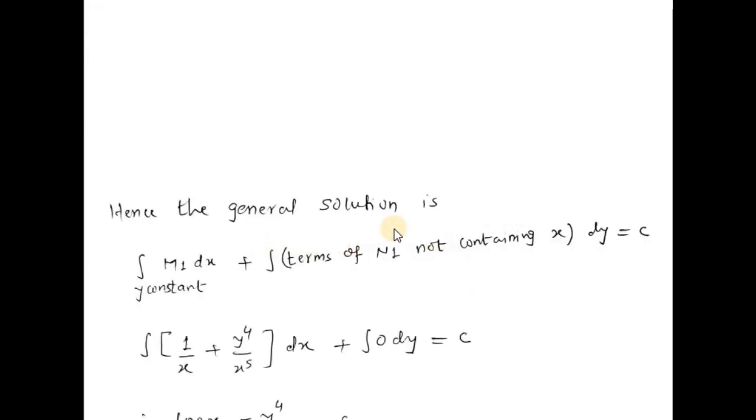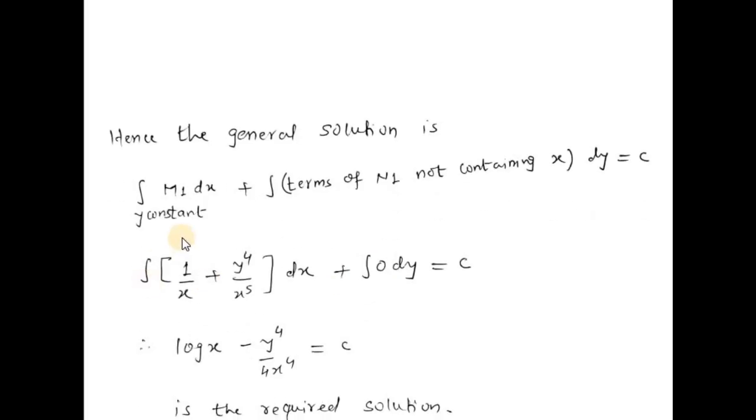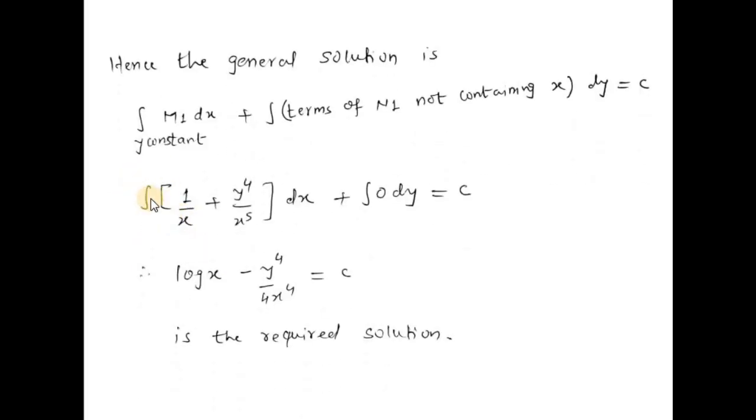The general solution is given by the integral of M1 dx, where y is a constant, plus the integral of the terms of N1 not containing x dy, equal to c. So this is equal to the integral of (1 divided by x plus y raised to 4 divided by x raised to 5) dx, plus, here we have to write down the terms of N1 not containing x.